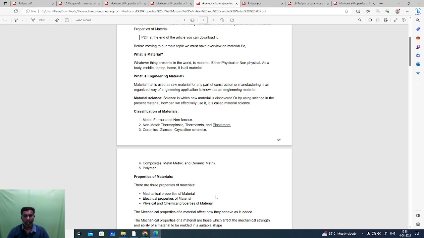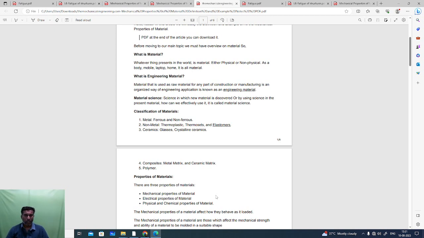Metal means ferrous and non-ferrous. And the non-metal means thermoplastic, thermosetting plastic, and then elastomers. Ceramics means glasses, crystalline ceramics. Composite, that means MMC, metal matrix composite, and then ceramic matrix. And the last one, the fifth one, is polymer.